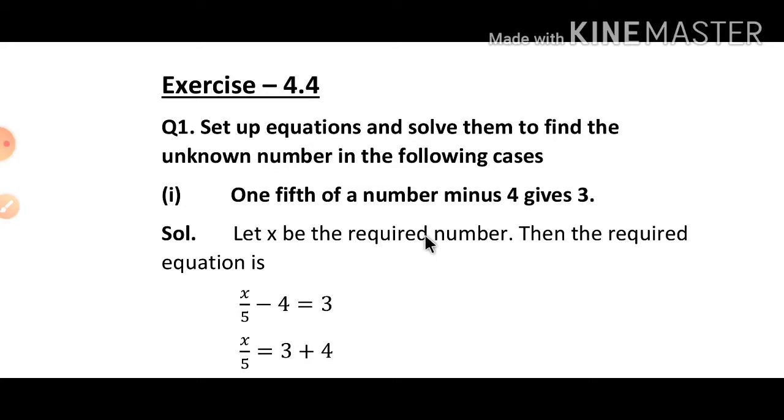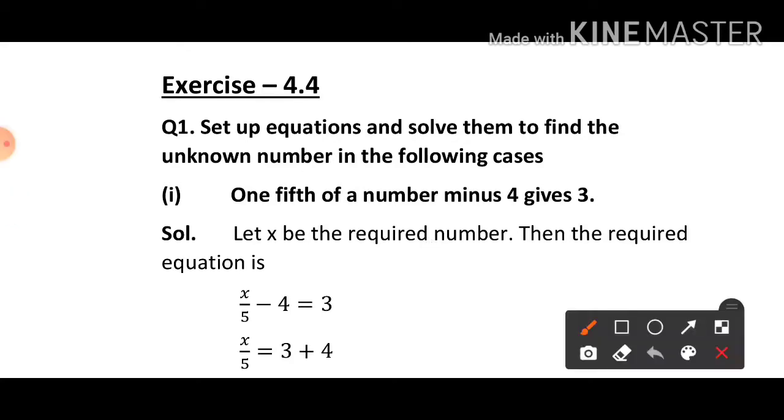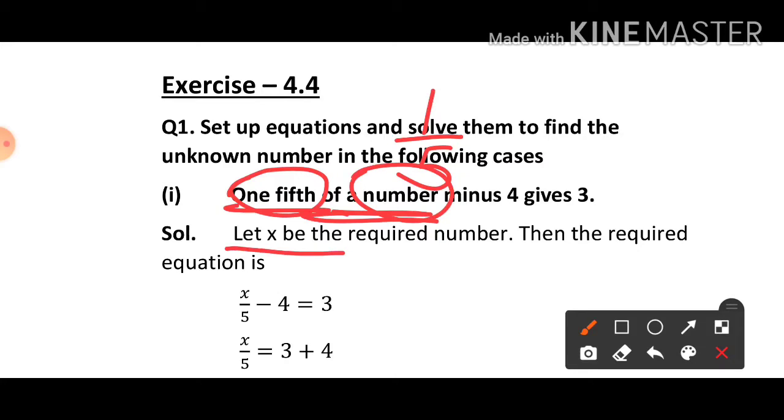So already we have seen in our previous exercise how to make the equation using the statement. So let us see once again. 1/5. What is the meaning of 1/5? 1/5 means 1 upon 5 of a number. Your number is not given. It means we can take it as any variable. So here we have taken x. So let x be the required number. Minus 4 gives 3. Gives means equal. Minus means subtraction only.